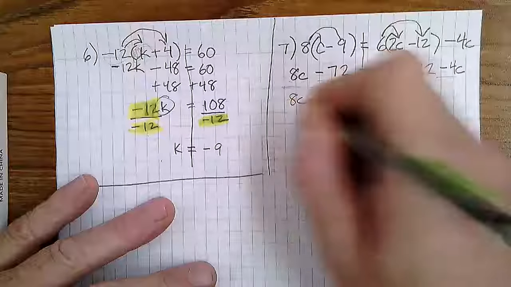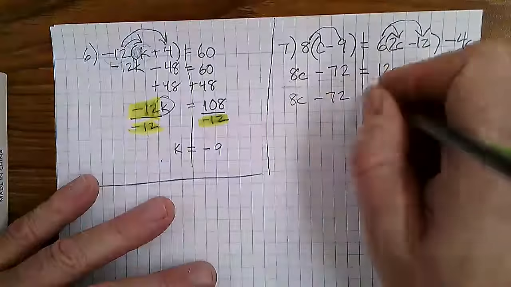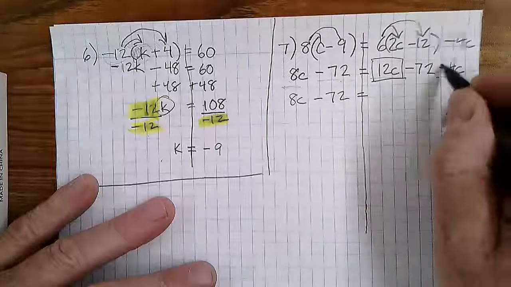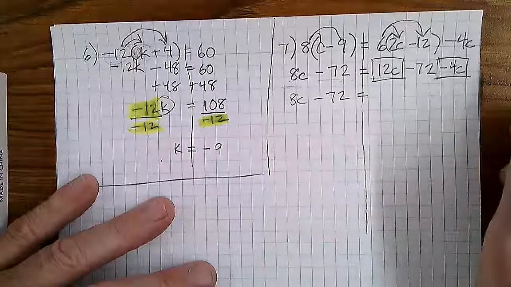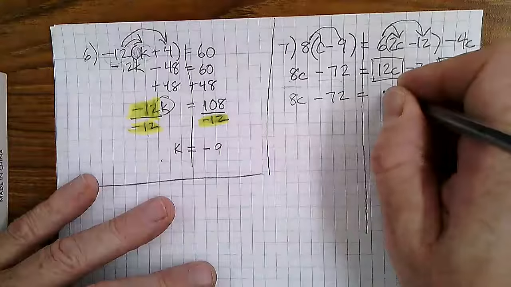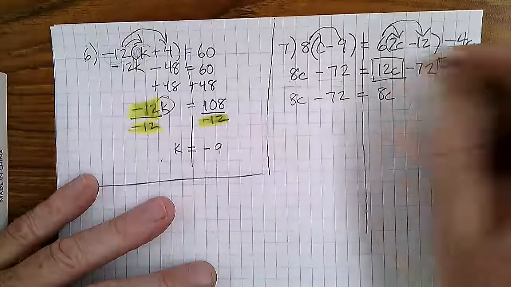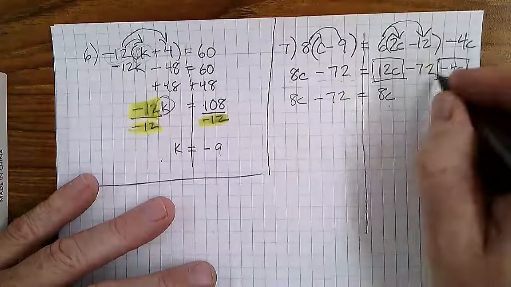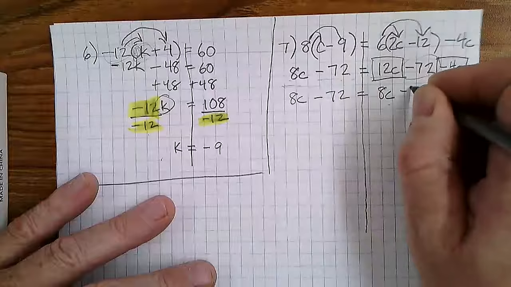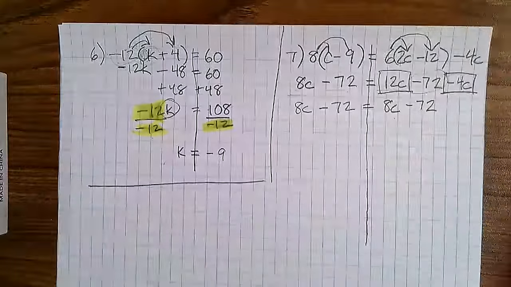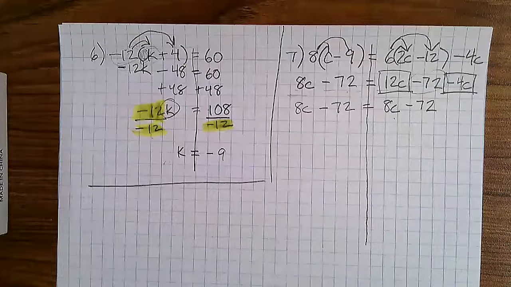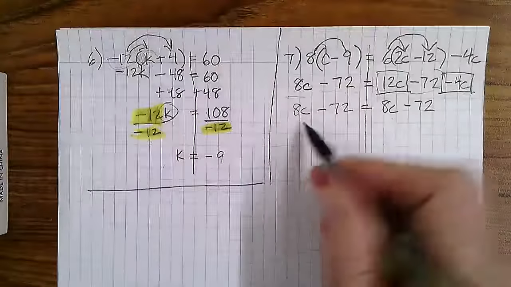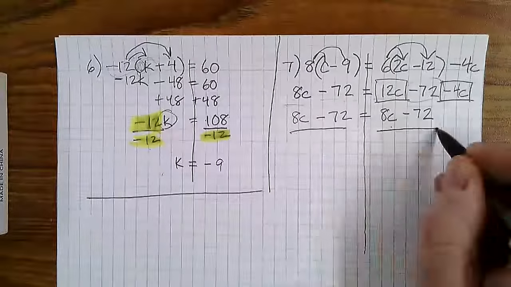So I've got 8c minus 72 is equal to, now let's combine positive 12c and minus 4c. Well, you get 8c because 12 minus 4 is 8. And then what's left is this negative 72. And if you're looking at this, you've got a situation where you have the exact same thing on both sides.